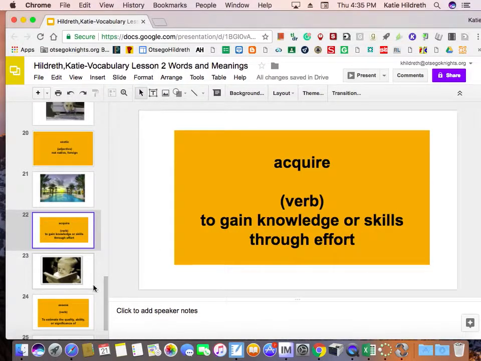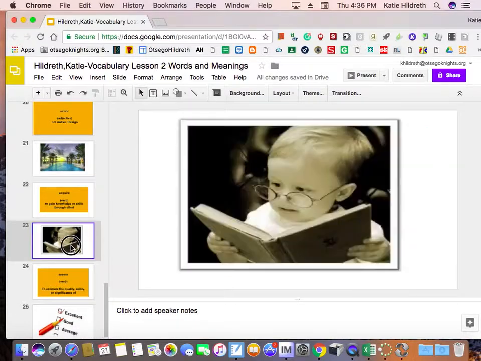All right, acquire is our next word, and it's a verb. It's actually an action verb, and it means to gain knowledge or skills through effort. So by taking notes, by reading passages, by answering questions, you are gaining knowledge, okay? And that's an action verb, okay? So it's something you can do. And as you look and you see the picture, the little boy is gaining or acquiring knowledge from reading his book.